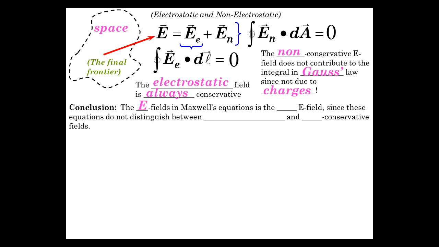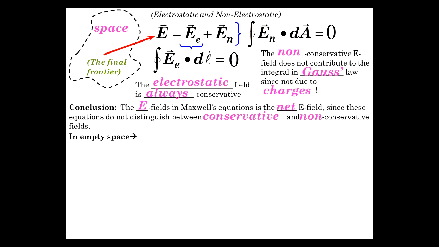Now, the conclusion that we can make from this is that the electric field in Maxwell's equations is the net E field. The equations don't particularly distinguish between the conservative and non-conservative fields, but for the electrostatic E field, if we do a line integral, we always end up with 0. Only the non-electrostatic E field will produce a non-zero line integral. Only the electrostatic E field will produce a non-zero surface integral, because it's due to charges.